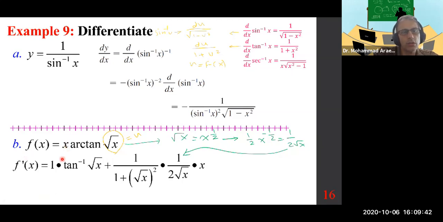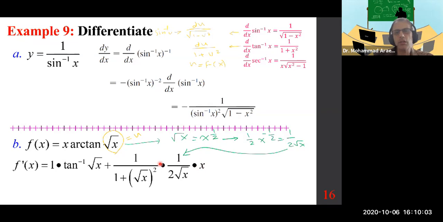X gives you 1 times tan inverse. Tan inverse gives you 1 over u squared, whatever this one is, u. The derivative of that, du, sits in, whether you sit it in front or next to it, it means the same thing, class, times 1 over 2 square root of x. And this is by the product rule.